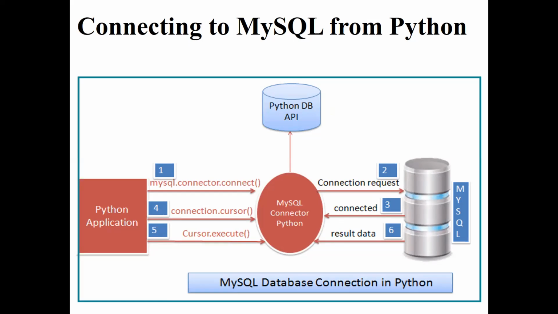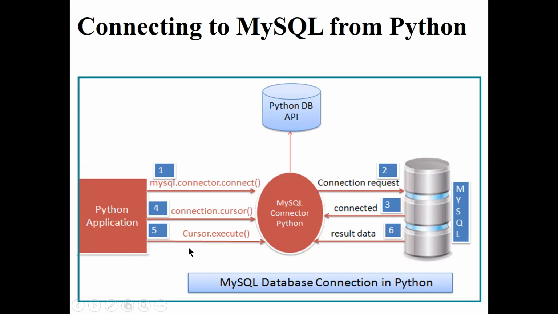So here this is my Python application. This is your database, this is your MySQL. Through the connect function, mysql.connector.connect, you will be establishing the connection. That connection request will be given to MySQL. Once it is connected, it will reply back, and then you will be creating the cursor. After creating the cursor, you will be executing the query. After executing the query, the result will be given back.